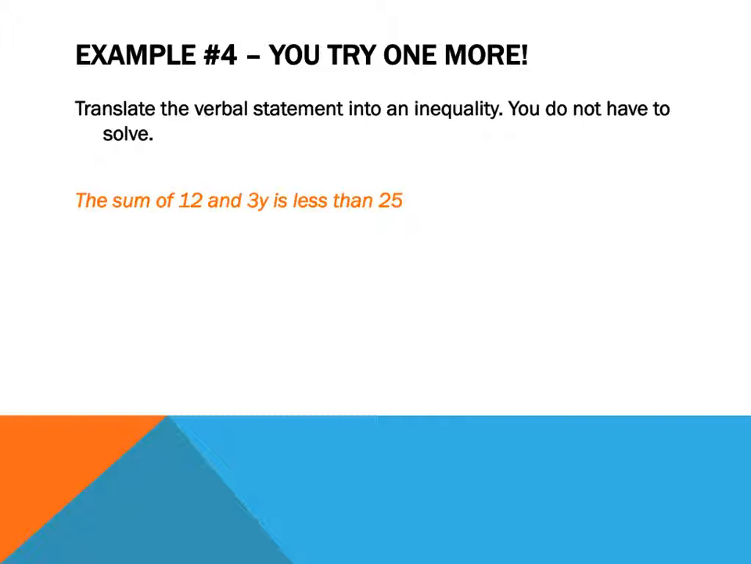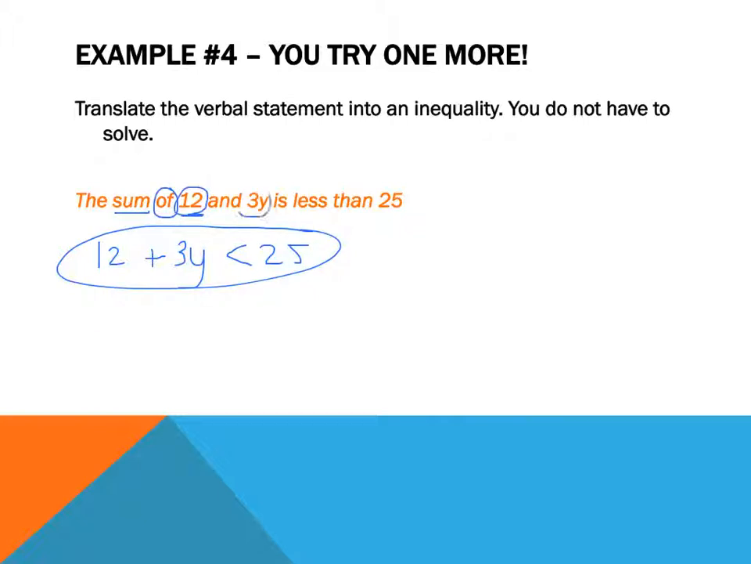Okay, let's see how we did. The sum, so adding, of 12 and 3y is less than 25. Again, sum means add. Sum of means I'm adding 12 and 3y, and it's going to be less than 25. So that's it. You shouldn't have solved. You should have just left it like that. Hopefully that went well for you. If you have any questions, please make sure to raise your hand and ask either myself or Mr. Teresi, whoever is there when you're watching this video.